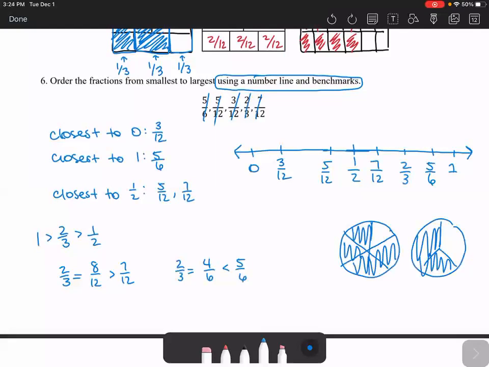Even though these are correct drawings and a correct comparison, it doesn't use the number line, and the whole point of this question was to use the number line. So even though this is correct, there were a decent amount of people who did this, which kind of confused me. I didn't really know where it came from. But yeah, use the number line if it tells you.